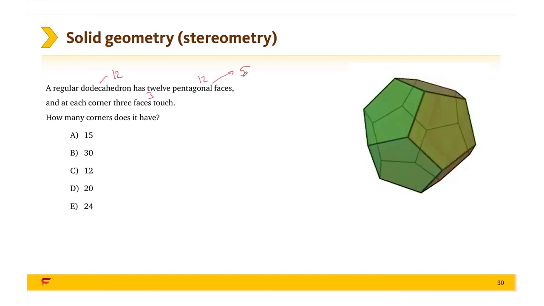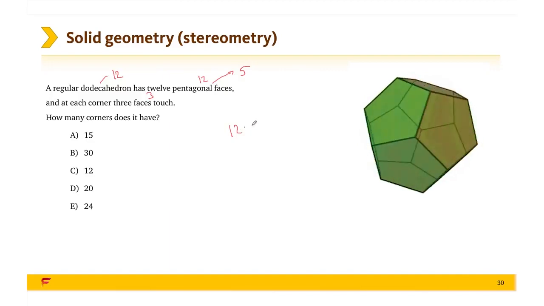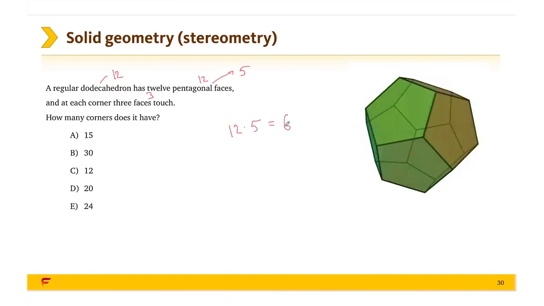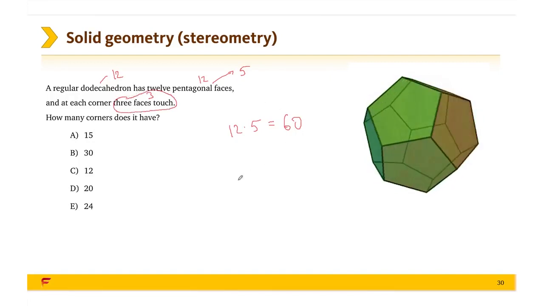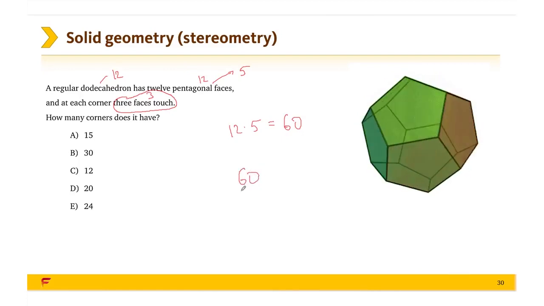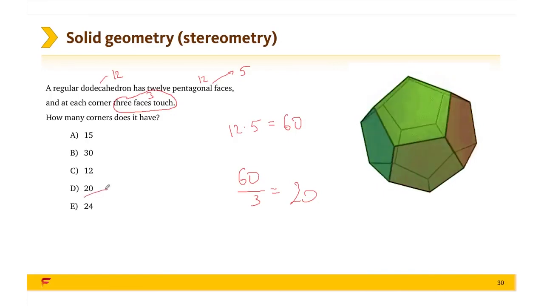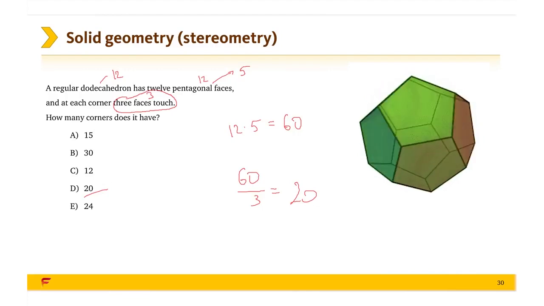Pentagonal faces means 5 sides on each face and also 5 corners. And if there are 12 faces with 5 corners each, we would assume that there are 60 corners overall. But be careful, because here we did double or even triple counting, because there are 3 faces touching each corner. So the total number of corners should be 60 over 3 to avoid triple counting. And that is 20. 20 corners is our answer. By the way, for the sake of interest, here is the dodecahedron.